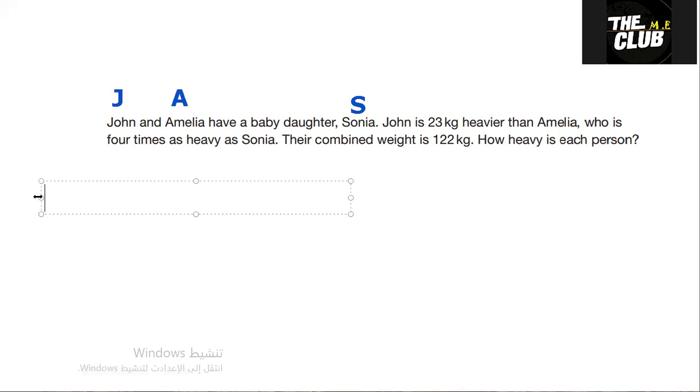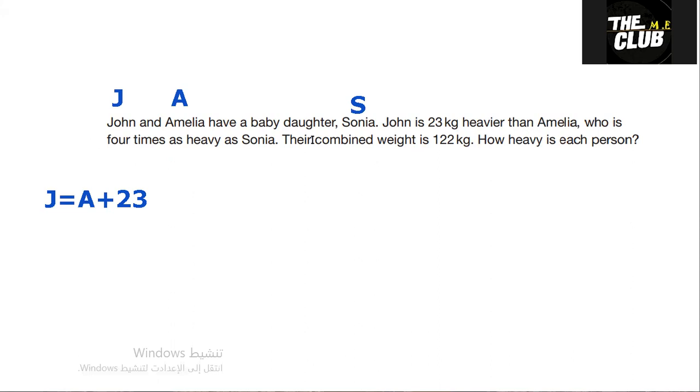It means that J equals Amelia plus 23. That's the idea. You have to understand how to make them as equations. So John equals Amelia plus 23. That's the first information we know.